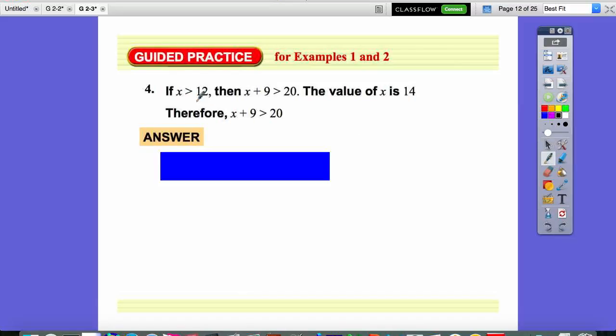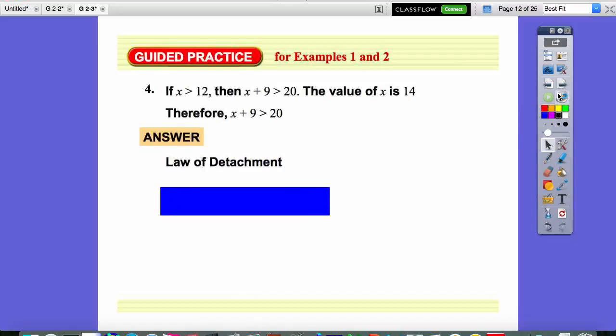X is greater than 12. If x is greater than 12, then x plus 9 is greater than 20. The value of x is 14, so x plus 9 will be greater than 20. That is the law of detachment. Sorry, they wanted which law you're using. That's the law of detachment.